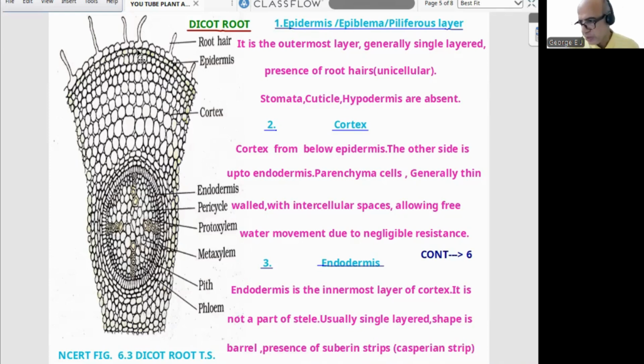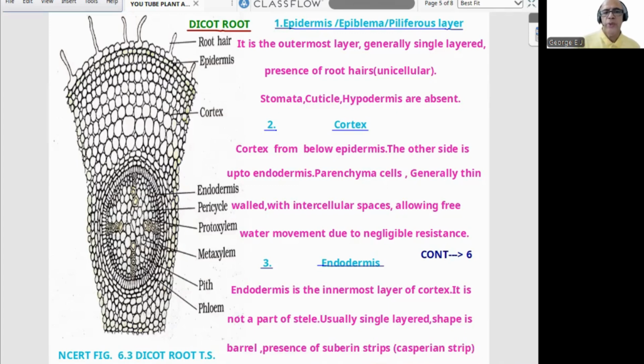So after epidermis, you can find massive cortex. Now cortex is from below epidermis, the other side of the cortex is up to endodermis. Cortex is made up of parenchyma cells, generally thin wall, that all you can find from the diagram, with intercellular space, allowing free water movements due to negligible resistance. That is cortex, because root will be absorbing.